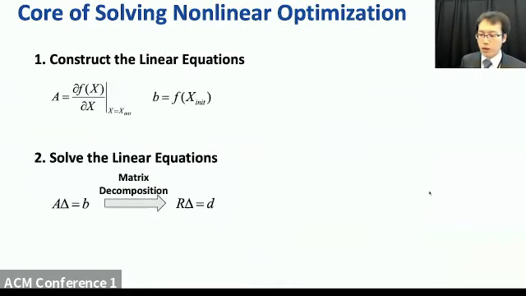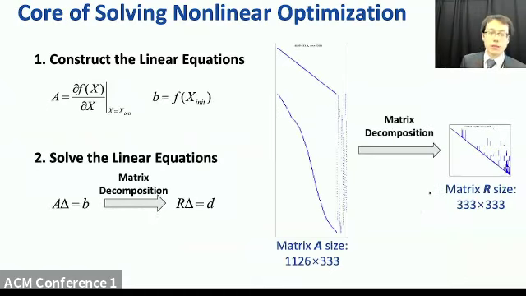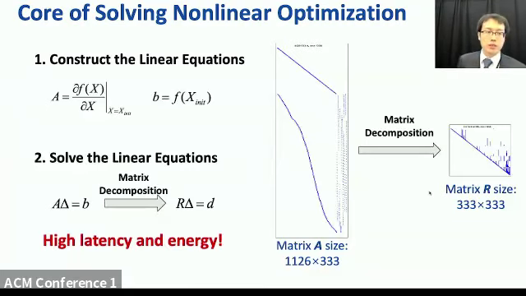The core of solving this nonlinear optimization is to construct and solve a linear equation system with the coefficient matrix A and the vector B, and also do the matrix decomposition. However, in most of these robotic applications, the matrix equation is pretty large. In this example in localization, we have thousands of rows by hundreds of columns. This results in very high compute latency and energy that constrain the efficiency of practical robot applications.